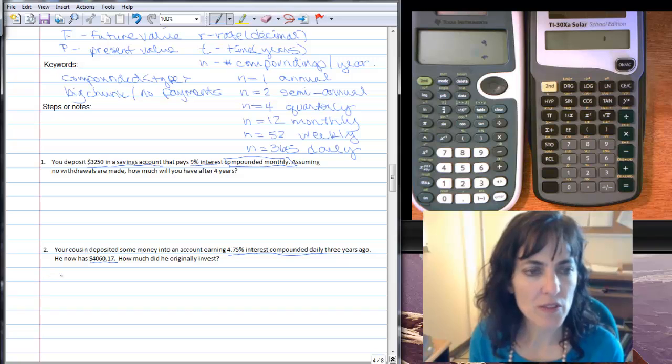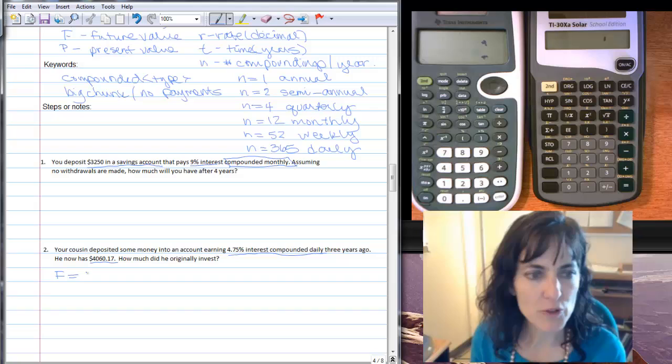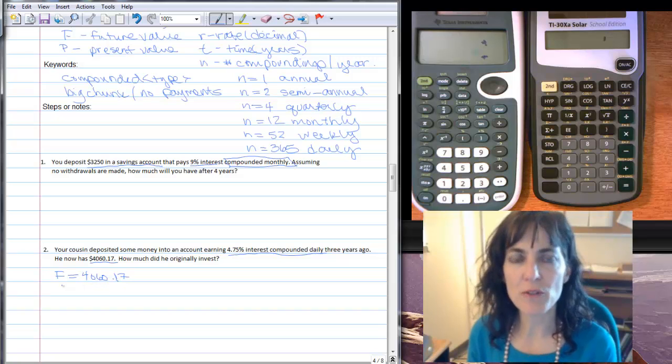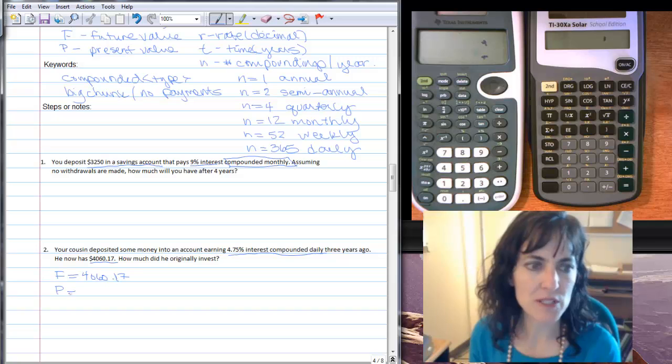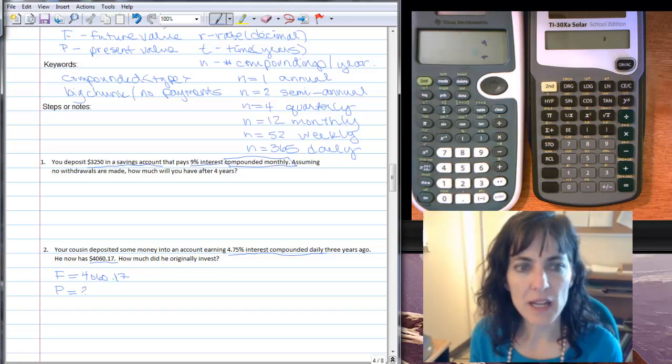And we can look at the F is the future value. What he has at the end is 4060.17. So we know the future value, and so I'm assuming the present value is what we don't know. And I can confirm it here.